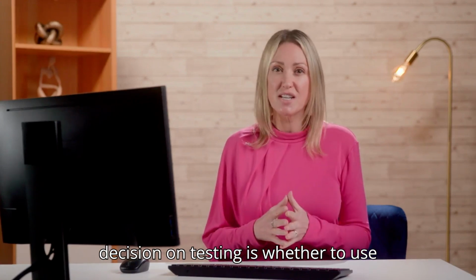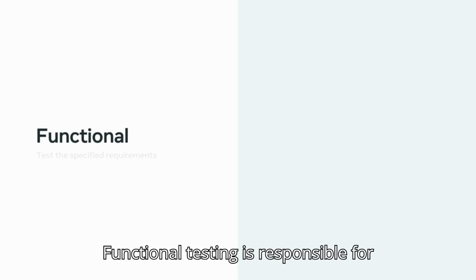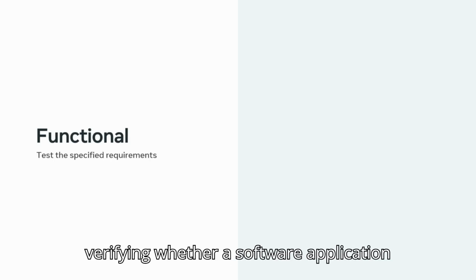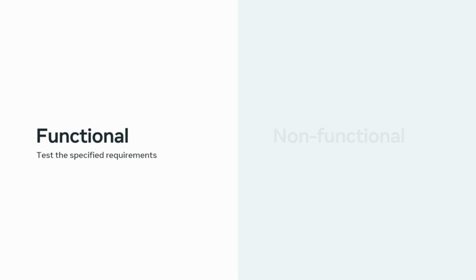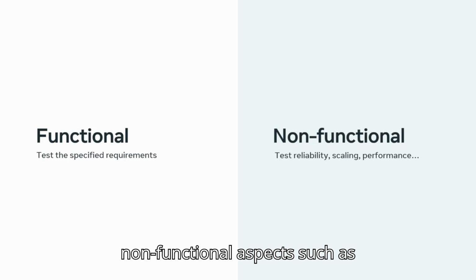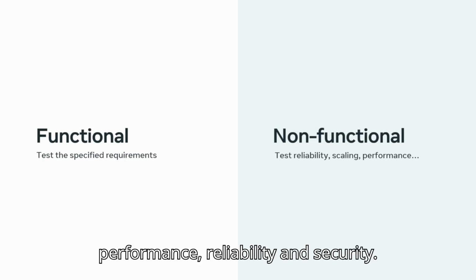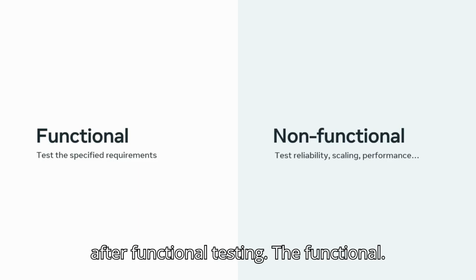Your first decision on testing is whether to use functional testing or non-functional testing. Functional testing deals with testing the functional aspects. Functional testing is responsible for verifying whether a software application meets its specified requirements. Non-functional testing deals with testing non-functional aspects such as performance, reliability, and security. Generally, non-functional testing is done after functional testing.